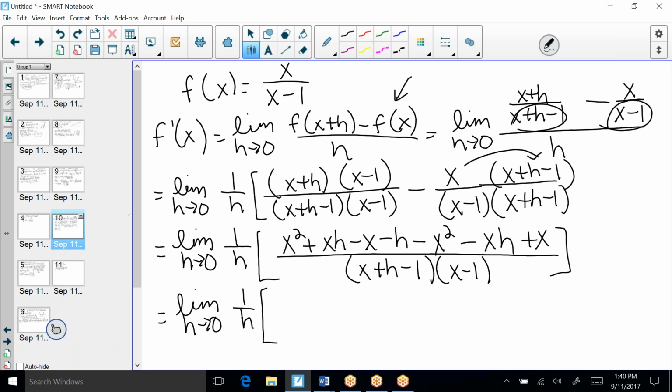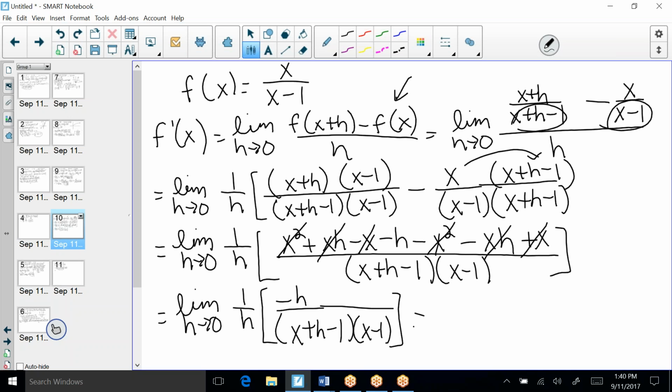And when we look at the numerator, we see that the x squared is going to cancel, xh is going to cancel, and x is going to cancel. So the only thing that we're left with in the numerator after we cancel that is the minus h, and the denominator stays the same. Let's keep that as x plus h minus 1 times x minus 1. And we can cancel this h with this h, and we're just left with a negative 1 in the numerator.